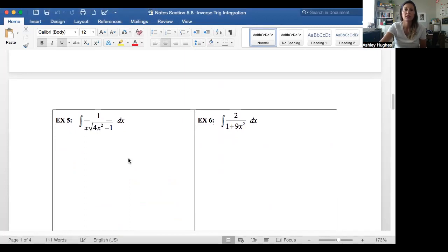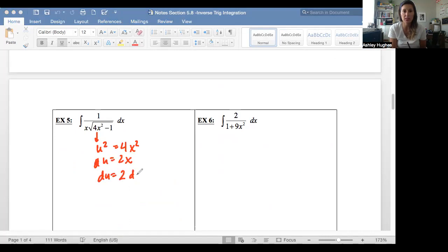Okay, this one, if that is my u squared, 4x squared, then my u is 2x, so my du is 2 dx. So solve for dx, that'd be 1/2. And then I have a squared equals 1. So I would have 1 over, let's just write 1 over x, then I have my u squared minus 1. And then instead of writing dx, I'm going to write 1/2 du.